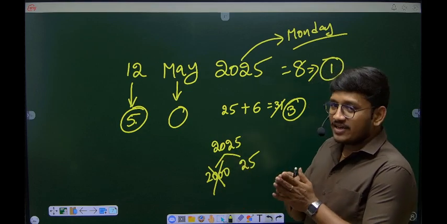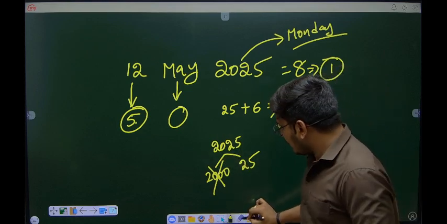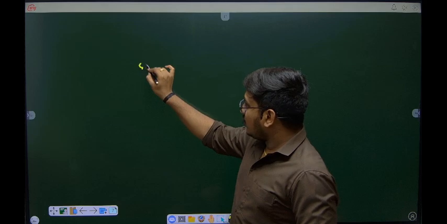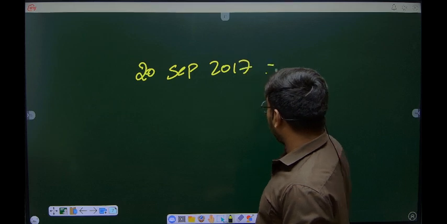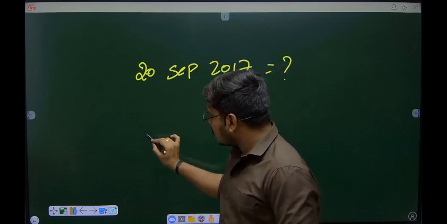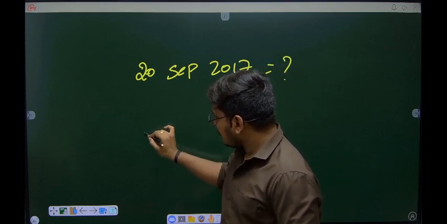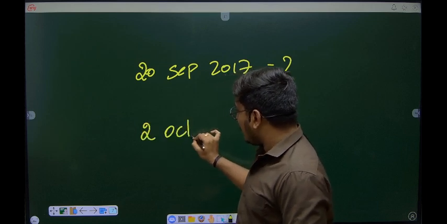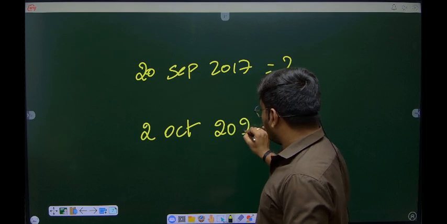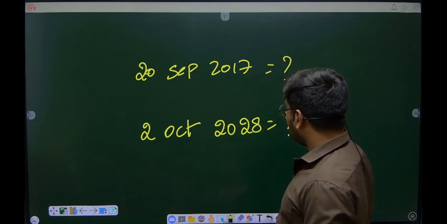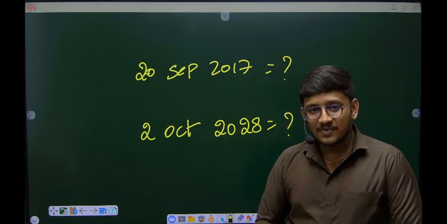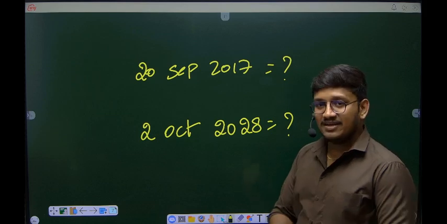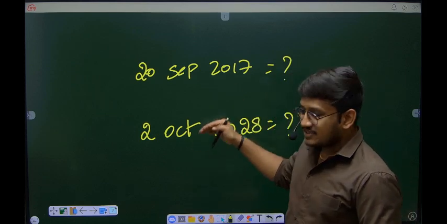So similarly you can calculate any answers. Let me write 2 questions here. Okay, 20 September 2017 is which day? Next, 2nd October 2028. Try to calculate these 2 answers and post your answers. We'll close the session by taking these 2 examples.